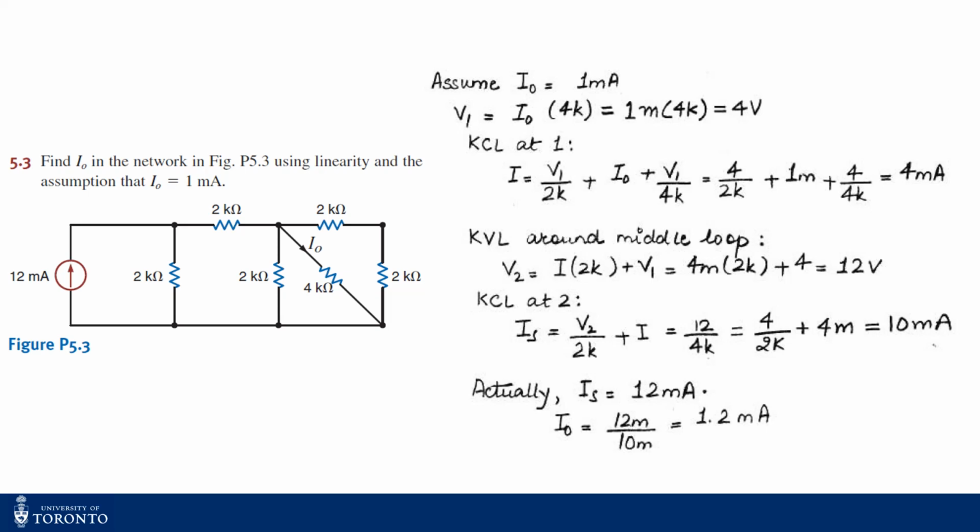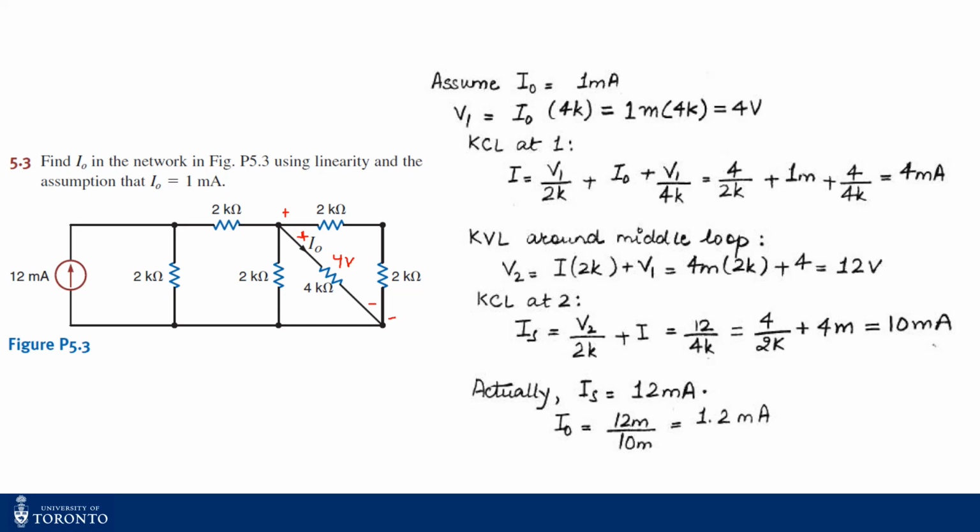Since we assume that 1 milliampere flows through the 4 kilo ohms, what should be the voltage across the 4 kilo ohms? It should be 4 volts, right? So now since this is 4 volts and this 4 kilo ohm resistance is in parallel with this 2 kilo ohm plus 2 kilo ohm branch, we can say that the voltage across the 2 kilo ohm plus 2 kilo ohm branch is also 4 volts, right?